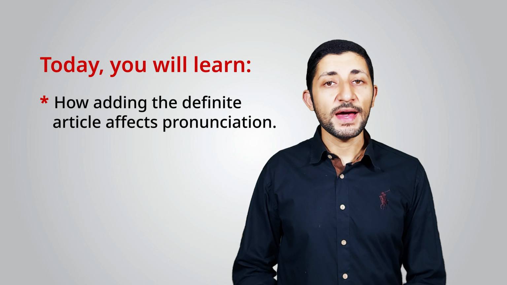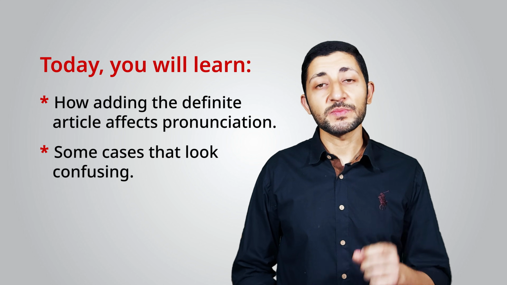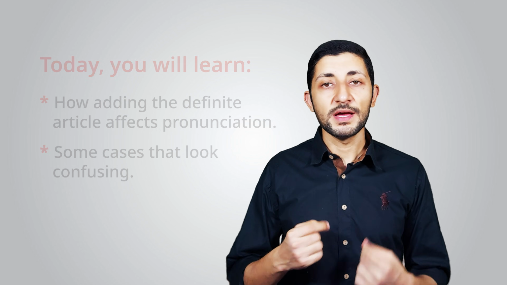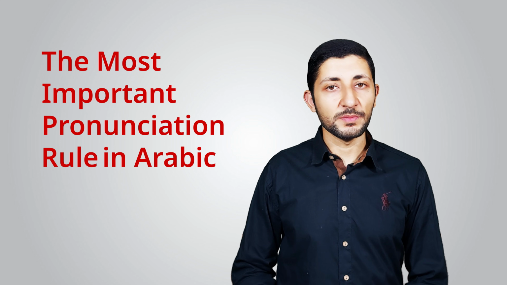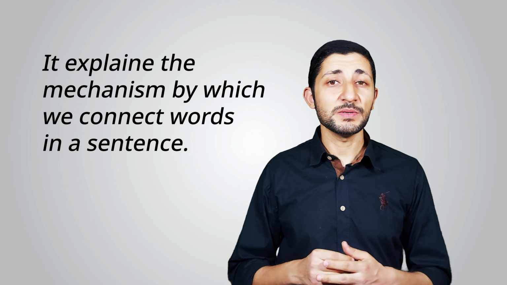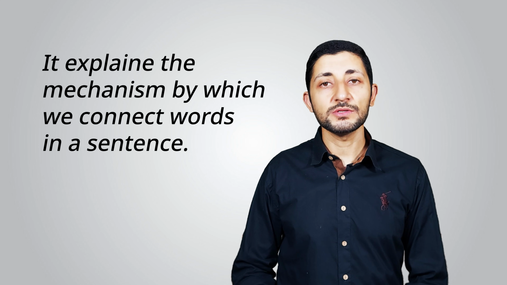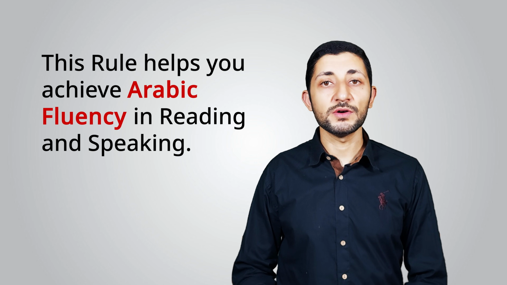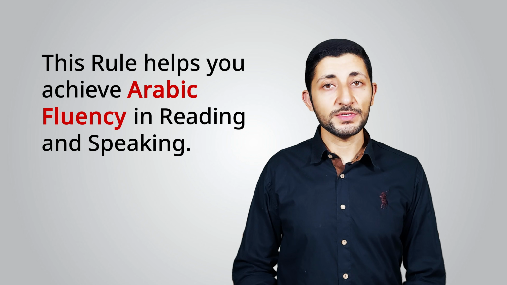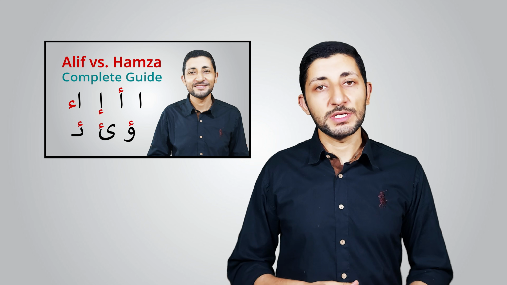We will study how adding the definite article al affects pronunciation, and we will look at some cases that look confusing, but they're actually not. I consider this the most important pronunciation rule in Arabic because it combines several concepts and explains the mechanism by which we connect words in a sentence. Understanding this rule is essential to achieve Arabic fluency in both reading and speaking. For this reason, you really need to watch the previous lesson before this one, Alif and Hamza Complete Guide, as we will rely on many concepts from it.